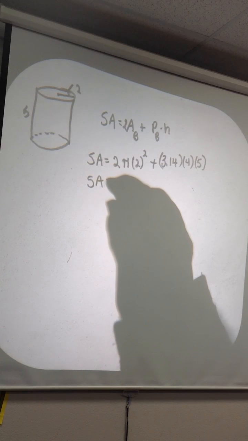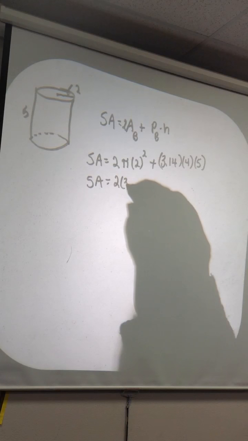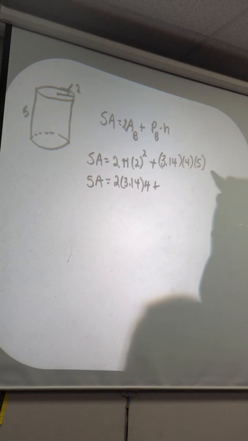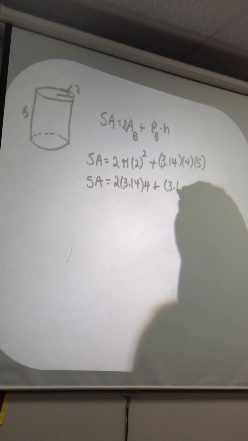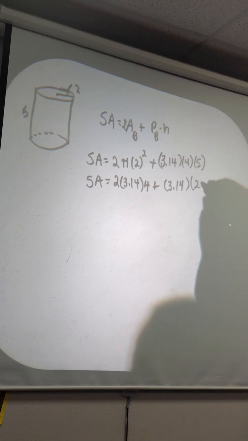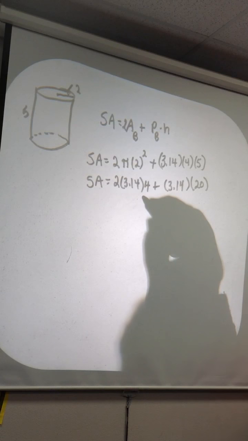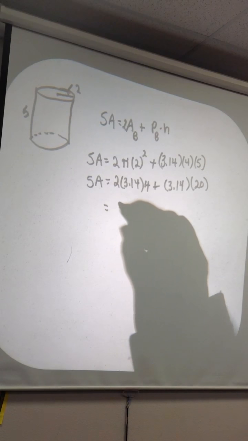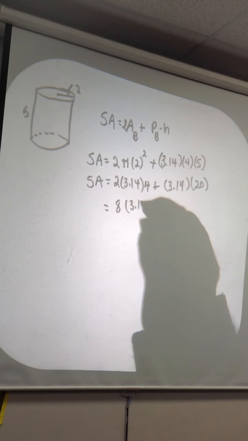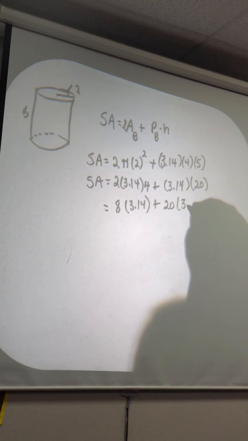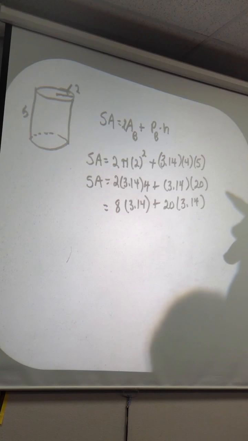And we want to find out what they're going to be. The surface area is going to equal 2 times 3.14 times 4 plus 3.14 times 20. All right? 2 times 4 is how much, folks? Everybody. 8, okay. So you're going to have 8 times 3.14 plus 20 times 3.14. Now those numbers don't seem to be so bad, do they? Can you do that?